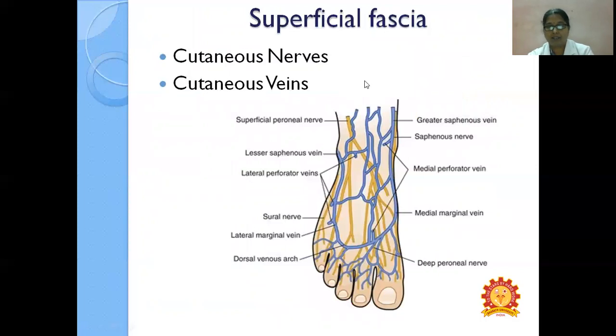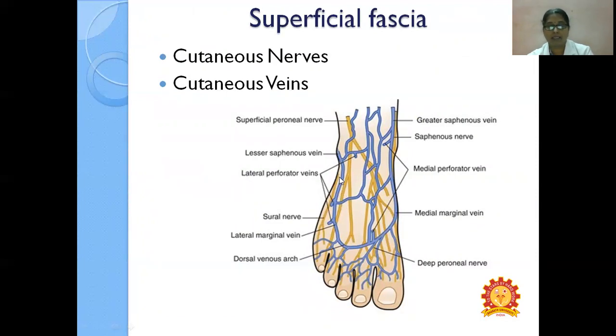The next layer of the dorsum of the foot is the superficial fascia. In any superficial fascia, the content is subcutaneous fat with cutaneous nerves and cutaneous vessels. Here also we have cutaneous nerves, which are branches of the superficial peroneal nerve and the saphenous nerve. Apart from that, you will see a network of cutaneous veins.